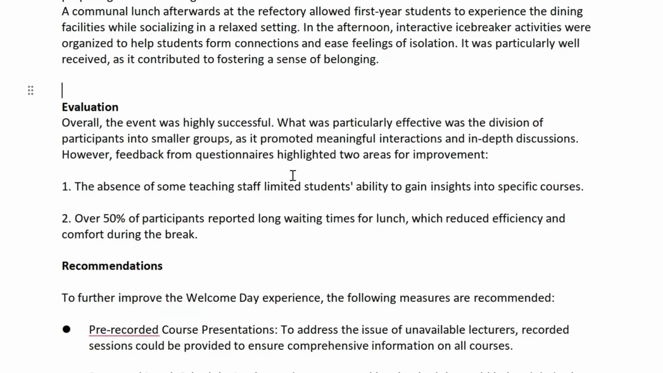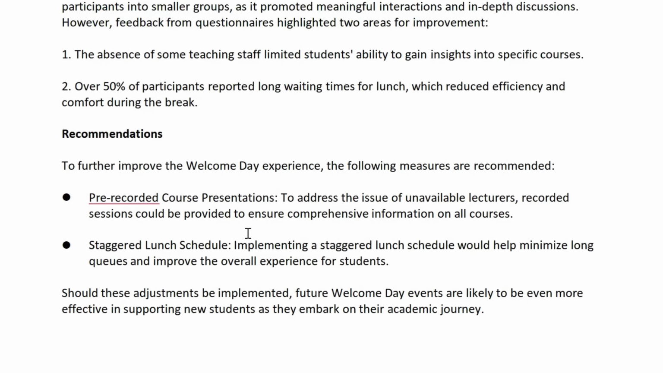Okay, so very quickly here, we've got the information that the college principal is going to need. Essentially, it was sort of successful, but we can see here that there were 2 points that we should be talking about. Okay, so the recommendations based on the evaluations, we've got here recommendations, the subheading.